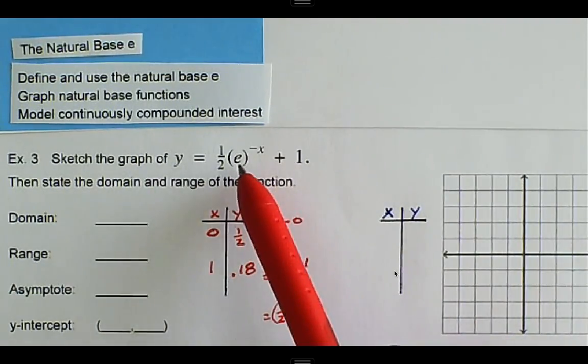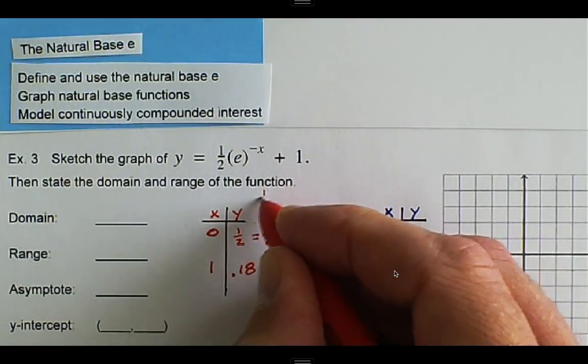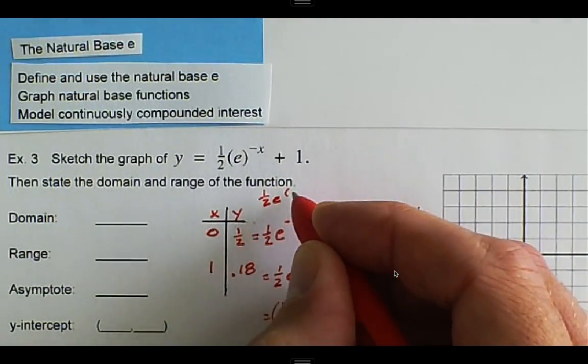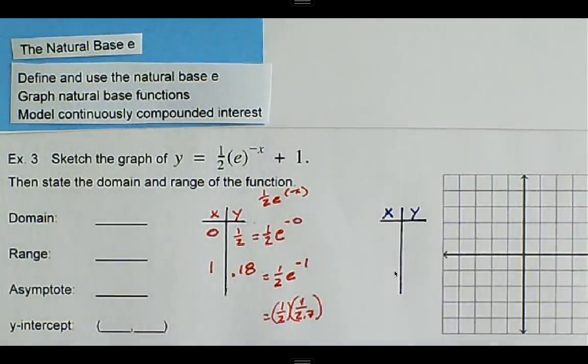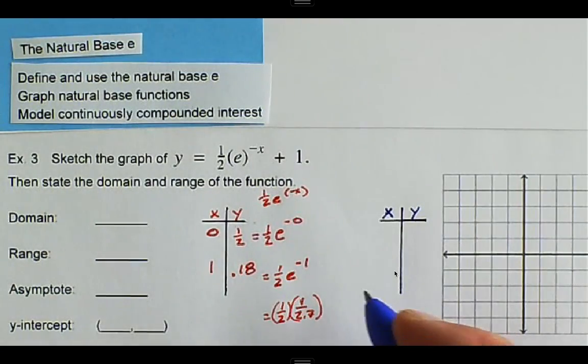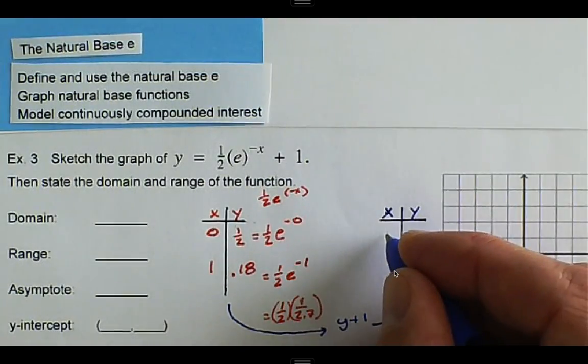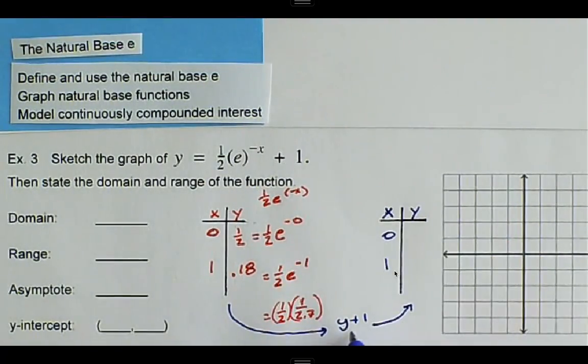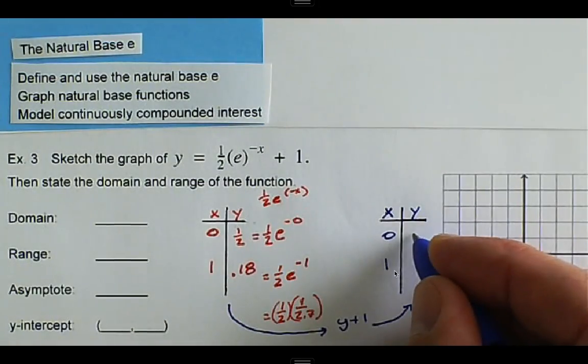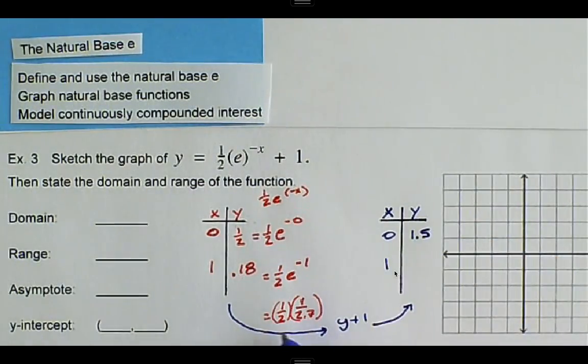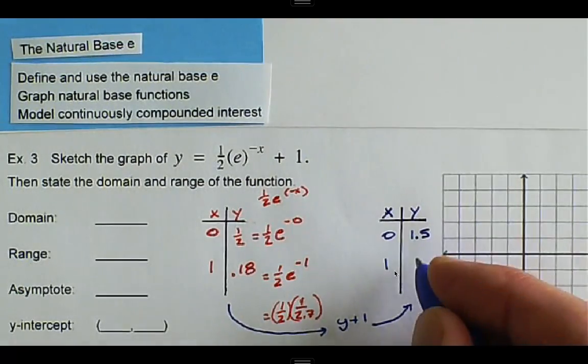So that was this first part of the function right here. We're just focused on the 1/2 e to the negative x power. Now we have to add the 1 to it. So what that 1 means is basically all we're going to do is take the y values and add 1 to them. And that will give us some new y values. Our x values are going to stay the same, 0 and 1. And all we're going to do is add 1 to the y values. So then we get 1.5 and we get 1.18.